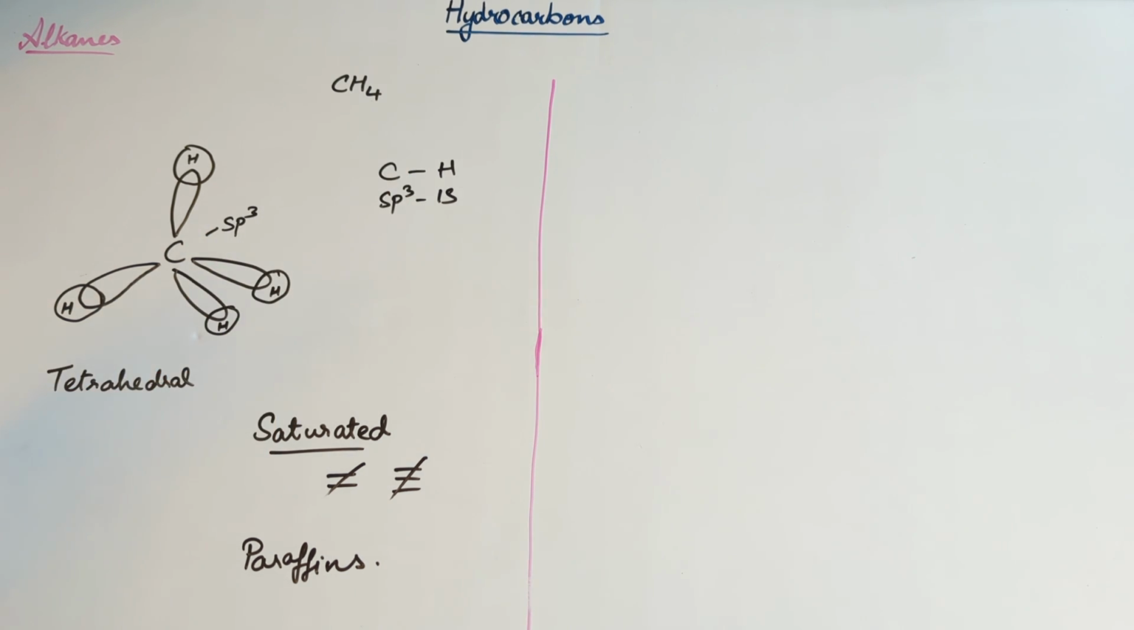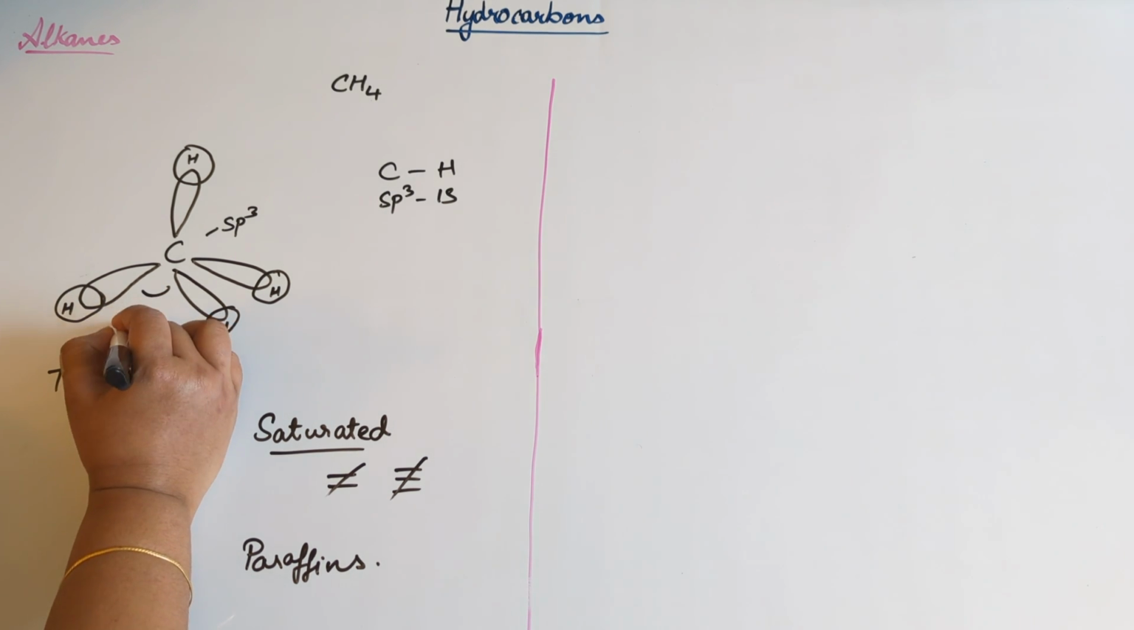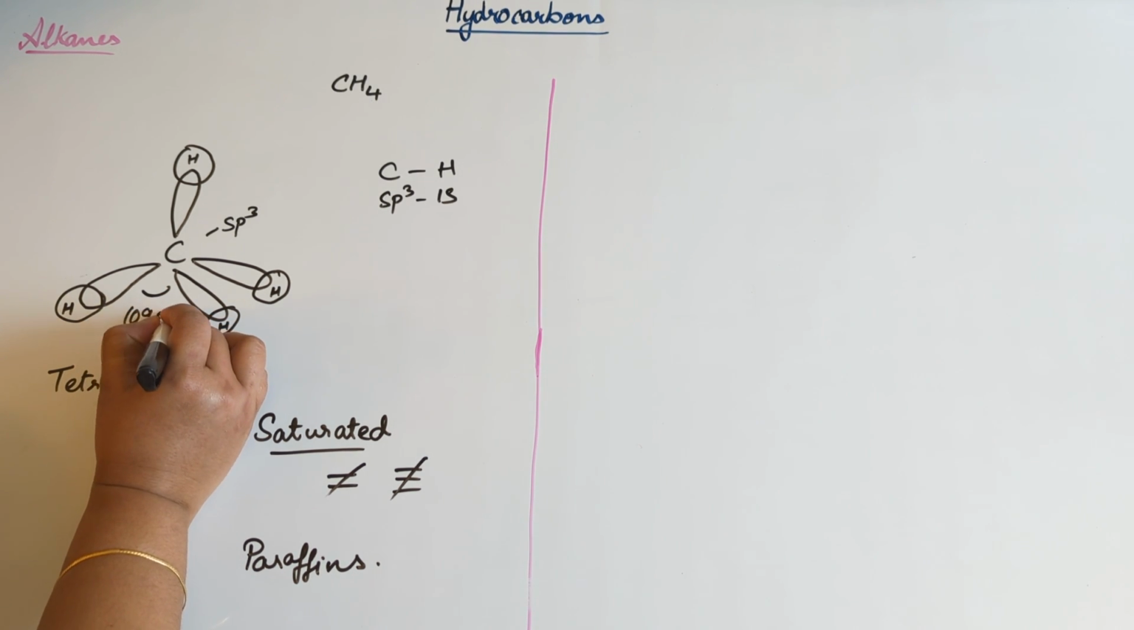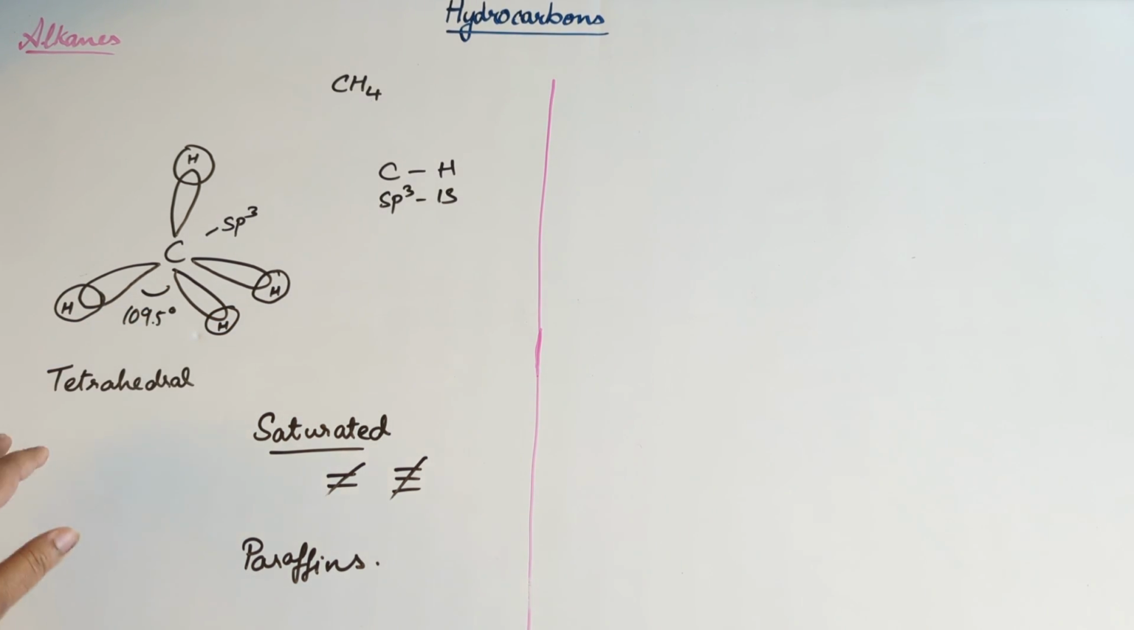The CH bond length is going to be 112 picometers, and the HCH bond angle is 109. Since it's tetrahedral, 109.5 degrees is the angle between the H-C-H bonds.